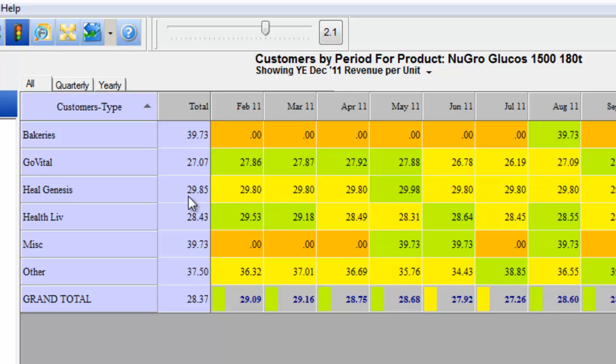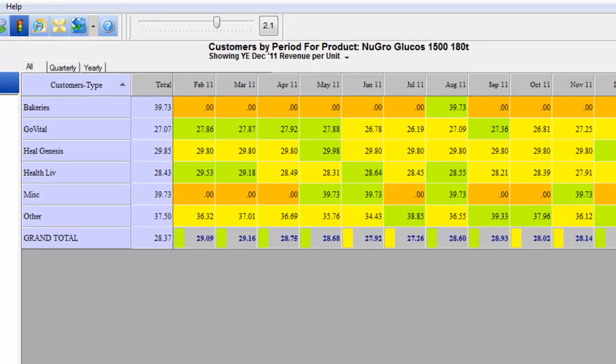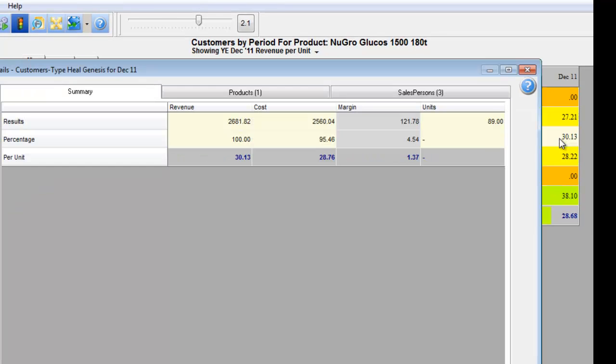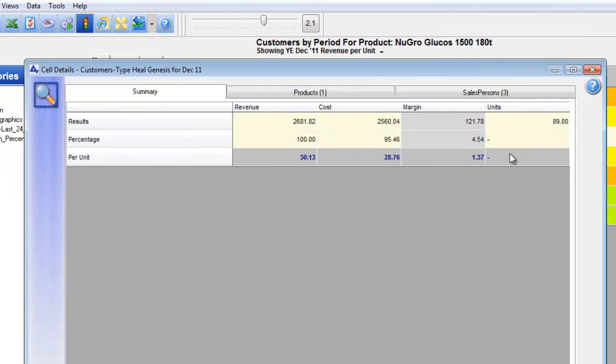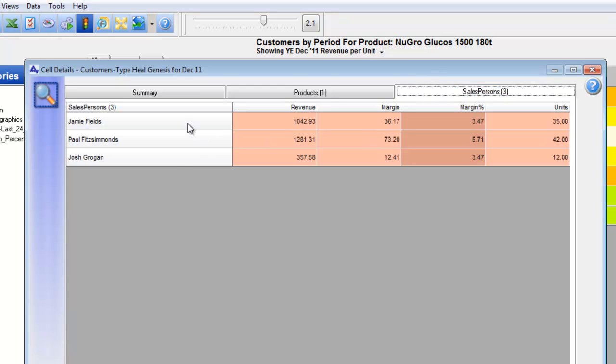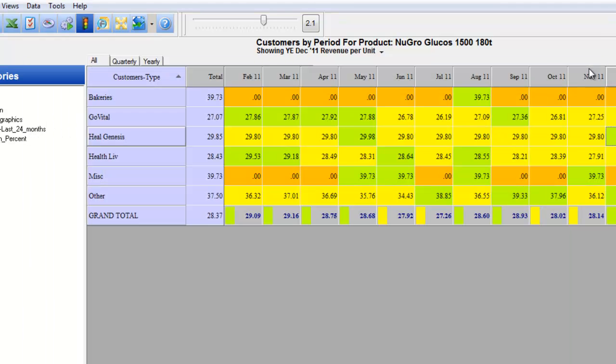But in terms of my Healthy Genesis segment, I do see that there is a fairly significant price fluctuation between an average of $29.80 and even $30 as well. So that's quite interesting. The $30 environment, let me quickly have a look and see what that's all about and who actually managed to get a reasonably good price out of that. And we see it was Jamie, Paul, and Josh. So we're quite happy with those guys. Actually, we're not really, because the margins are fairly low. So that's something we may have to address.